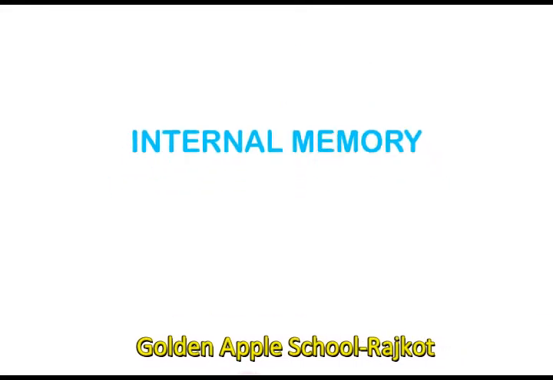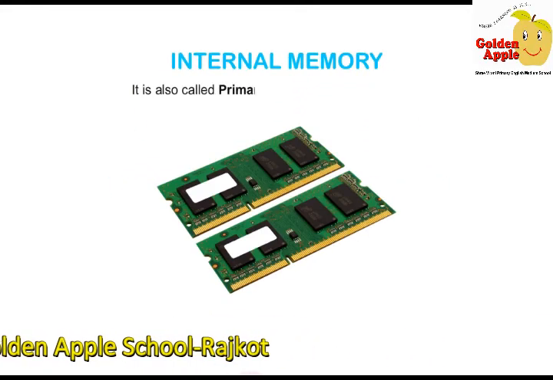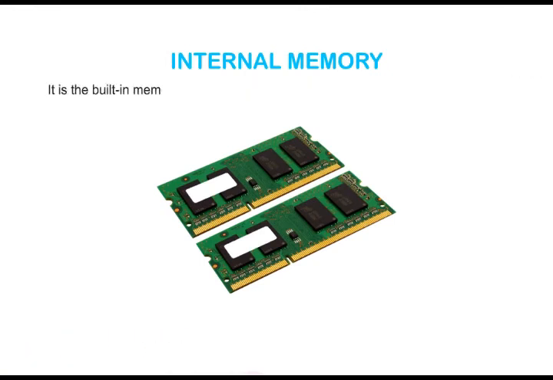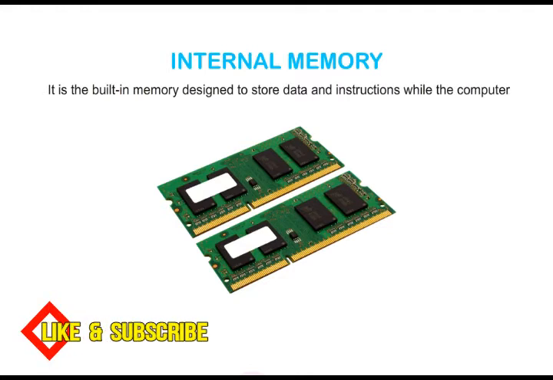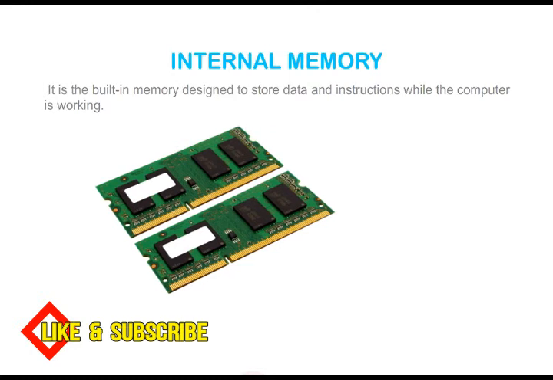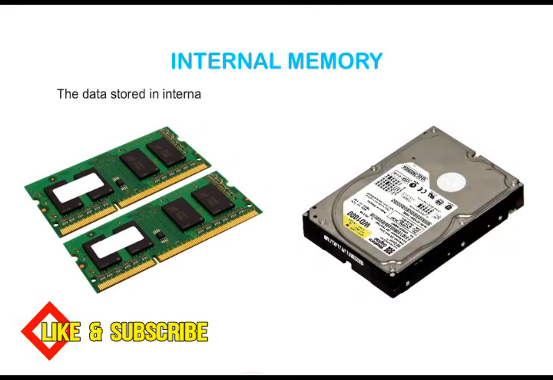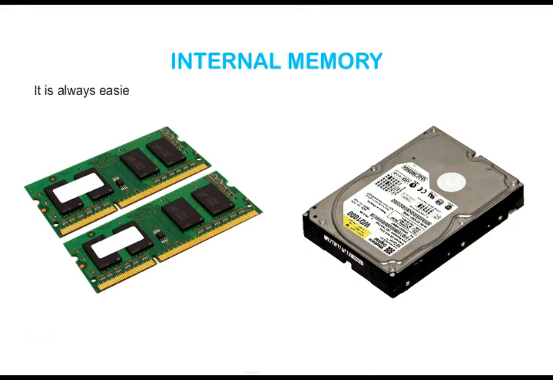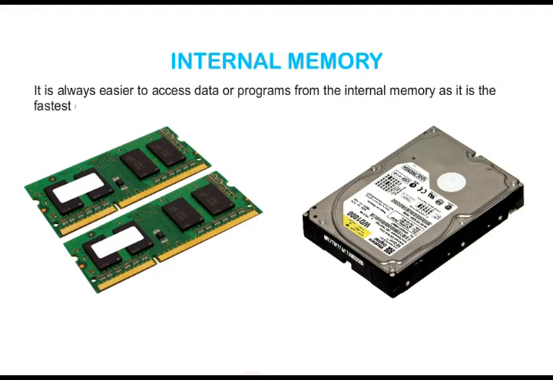The internal memory is also called primary memory or main memory. It is the built-in memory designed to store data and instructions while the computer is working. The data stored in internal memory is erased when the computer is turned off. It is always easier to access data or programs from the internal memory as it is the fastest of all forms of computer data storage.